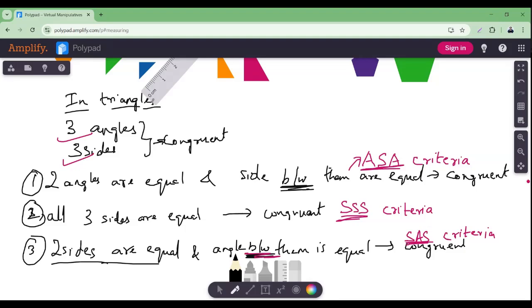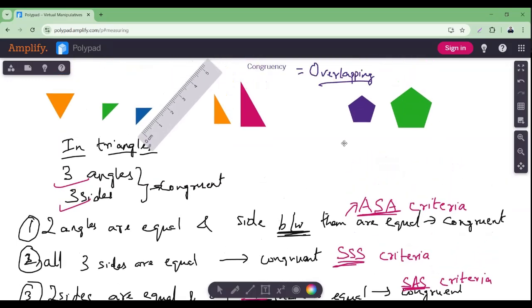Okay. Now we talked about something here that's not congruent, right? We saw here, though the shapes are the same, for example, this and this, pentagon, pentagon, they're not overlapping. They're not congruent. So such shapes, what do we call them? Is there anything that we can learn about them? That we will learn in the next video.